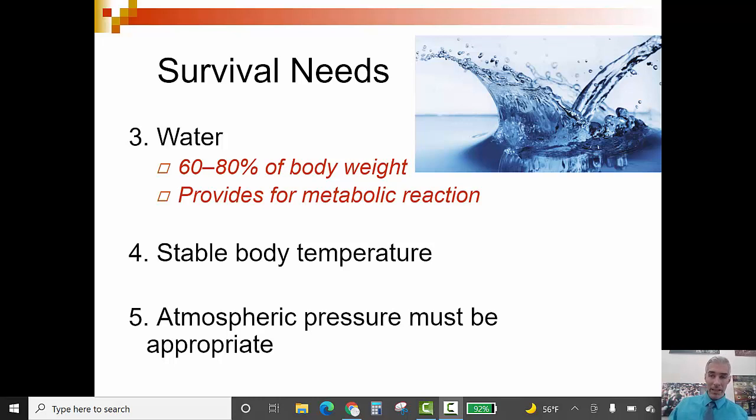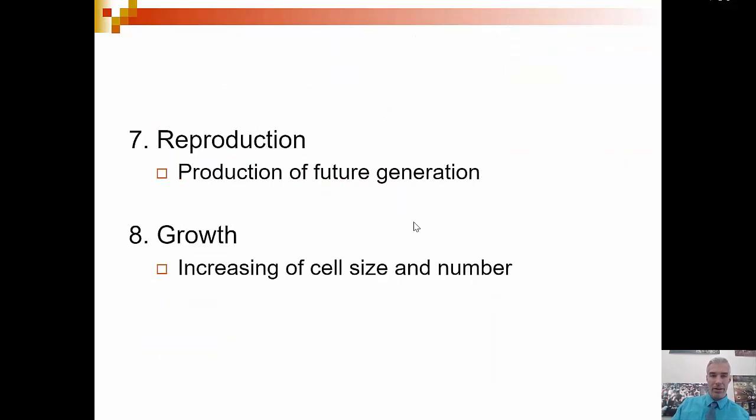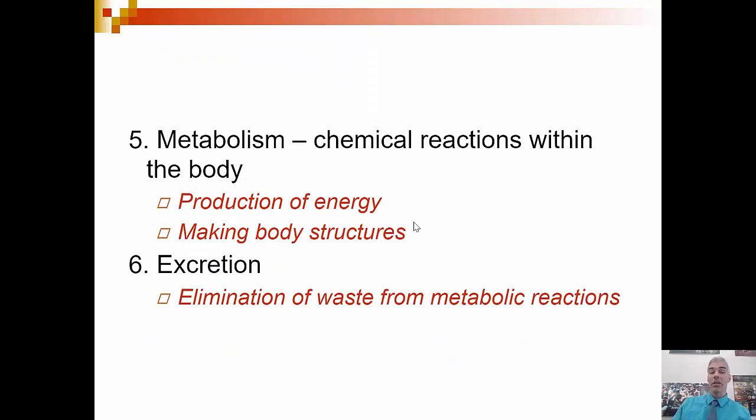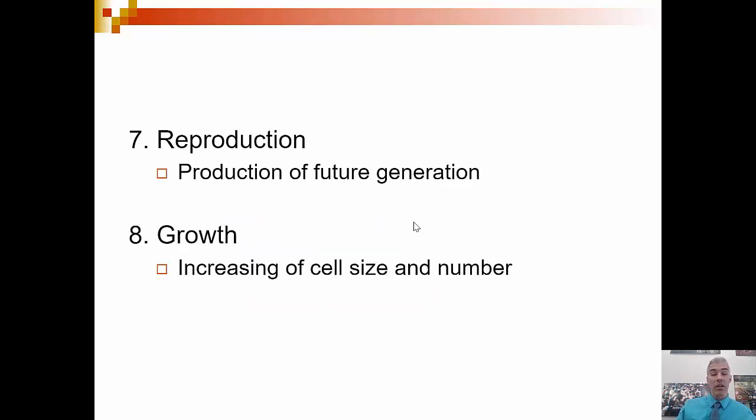So last time we talked a lot about some of the things that life has to do, right? We have to be able to maintain boundaries within our body. We have to be able to have movement and locomotion, and also movement of substances throughout the body, responsiveness, the ability to sense changes and react, digestion, break down things, right? Metabolism, which is the process of different chemical reactions that break down and build up things in our bodies, producing energy, all of that stuff, and excretion, the elimination of waste, reproduction, which is producing offspring for future generations, and growth, which is getting larger, and development.